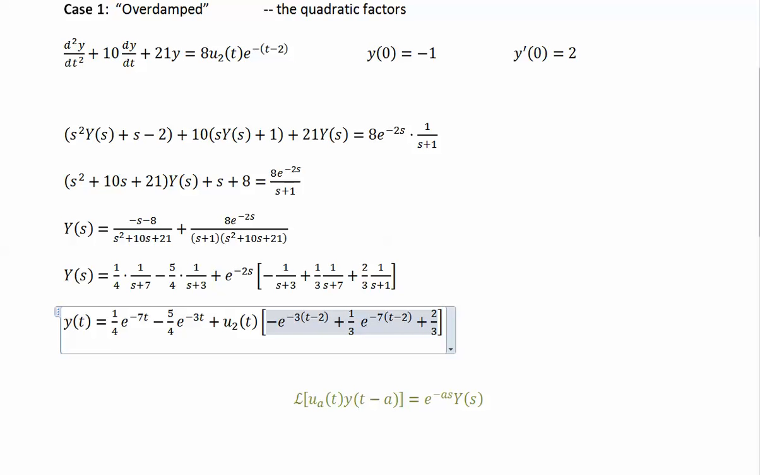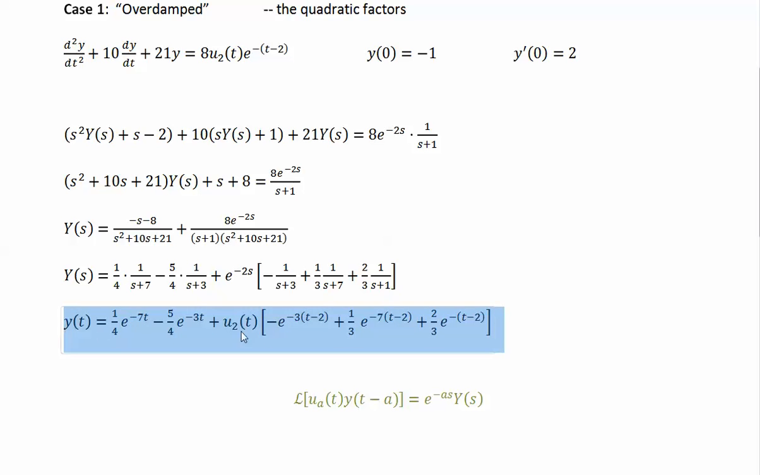And again, 1 over s plus 1 would be e to the minus t, but it should be shifted by 2, so t minus 2. Okay, and so this is our final answer.